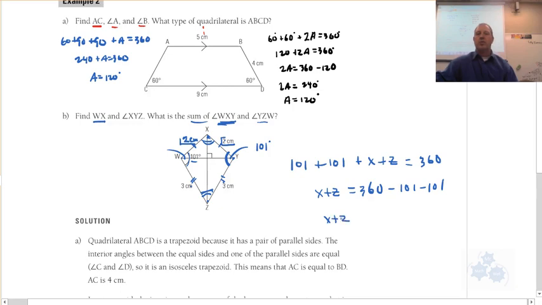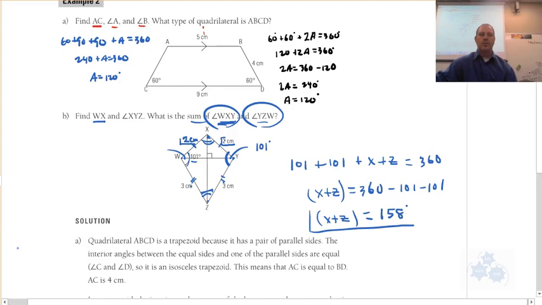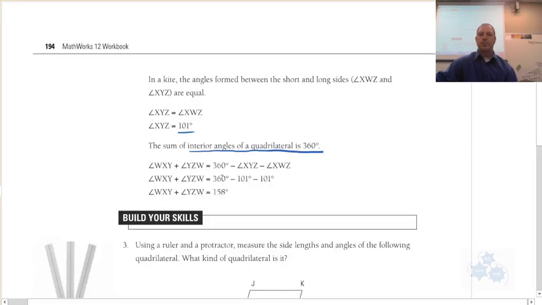And so the sum of those two angles, I'm just showing these angles a little bit differently here. Those are the same as these two. That's going to be 360 minus 202. What's that going to be? It's going to be 158. So the sum of those two is 158 degrees. There we go, right there.